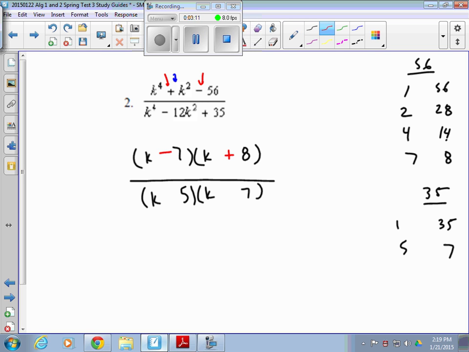This sign right here tells you they're the same sign. This tells you they're both minus. So minus 5, minus 7. You can see that's the exact same thing at the top and the bottom. Minus 7, minus 7. You're left with k plus 8 over k minus 5.